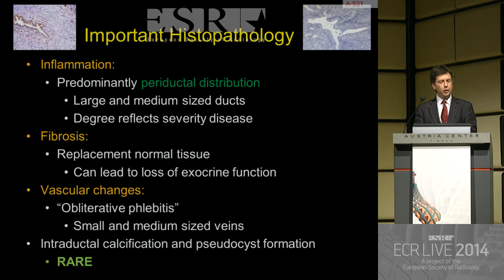Secondly, we're going to see fibrosis, replacement of normal tissue, and it can lead to a loss of exocrine function, as I mentioned, steatorrhea and diabetes mellitus. Thirdly, we're going to see vascular changes, and we're going to see obliterative phlebitis on both the small and the medium-sized veins. Importantly, intraductal calcification and pseudocyst formation is going to be rare in AIP.